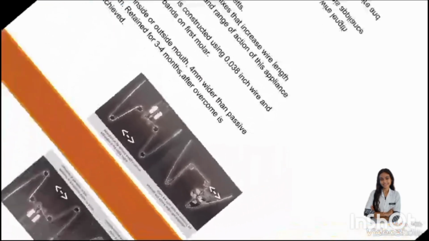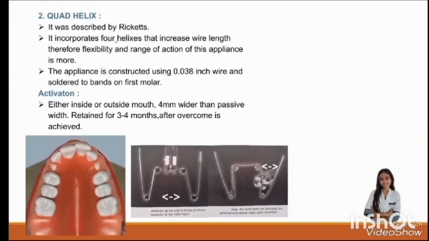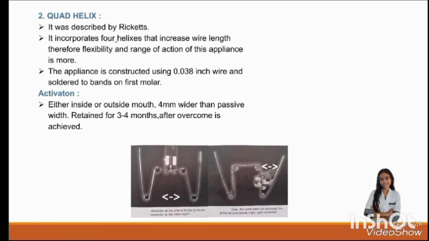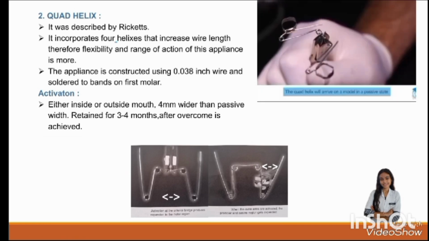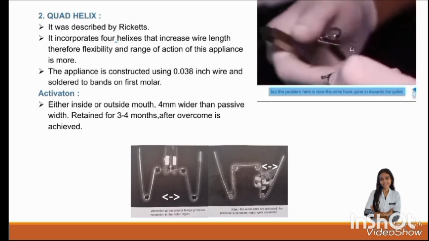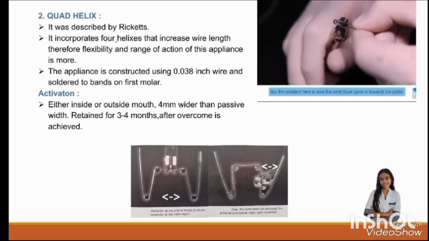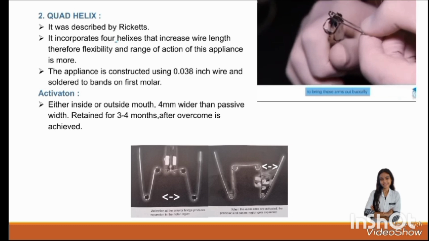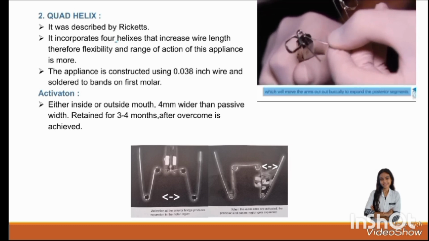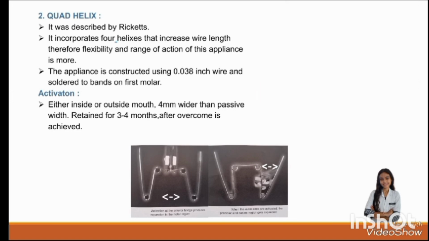Second is quad helix. It was described by Ricketts. It incorporates 4 helices that increase wire length, therefore flexibility and range of action of this appliance is more. This appliance is constructed using 0.038 inch wire and soldered to bands on the first molar. Activation either inside or outside the mouth, 4 mm wider than the passive width. Retained for 3 to 4 months after the outcome is achieved.